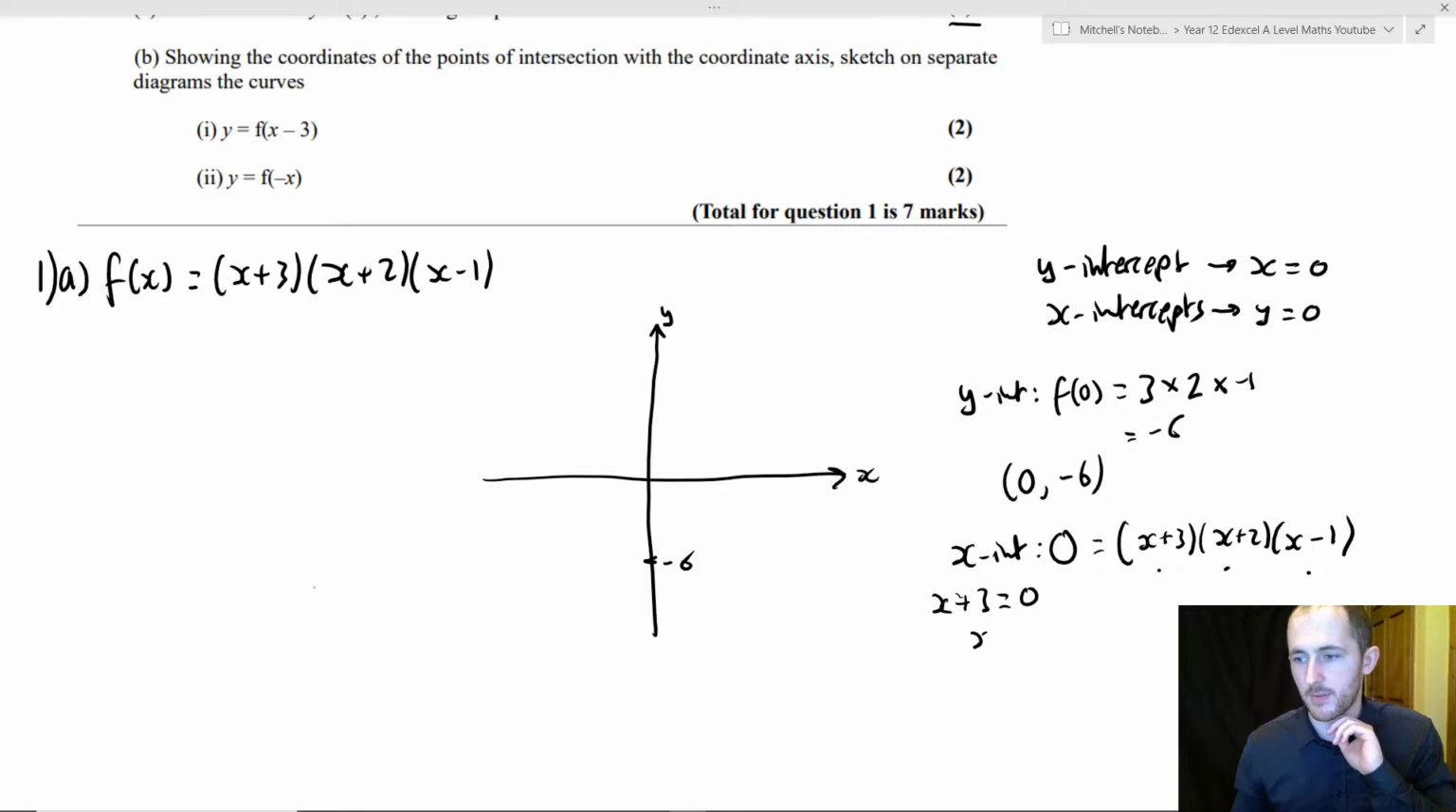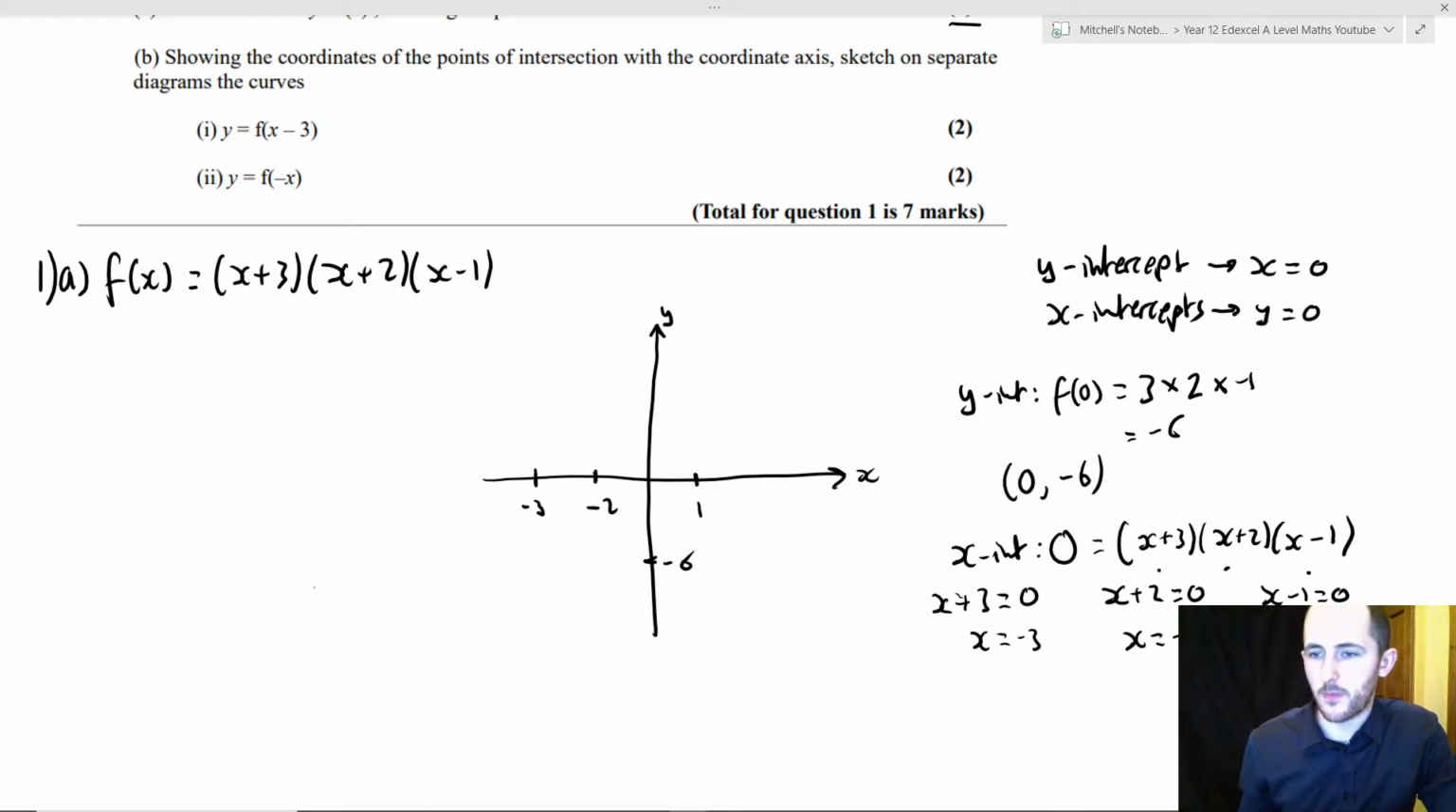So minus 3 from both sides, we get x equals minus 3. We have x plus 2 equals 0, so then x equals minus 2. And then lastly we have x minus 1 equals 0, so x equals 1. So if we plot these, let's spread it out a bit. We have minus 3, minus 2, and 1.